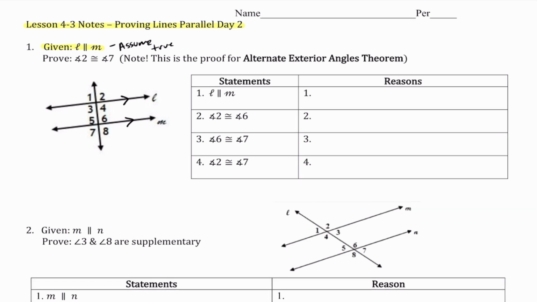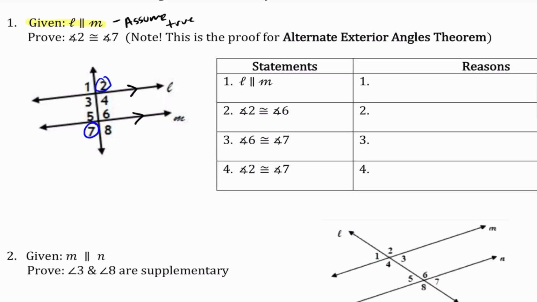Now remember, we're trying to prove that angle 2 is congruent to angle 7. Here's angle 2, here's angle 7. These two angles are alternate exterior angles. But remember, we cannot use that theorem for one of our reasons, so we're going to have to think outside of the box here. Again, you're going to need your pink sheets. Other than the alternate exterior angles theorem, anything on your pink sheets can be used as a reason.